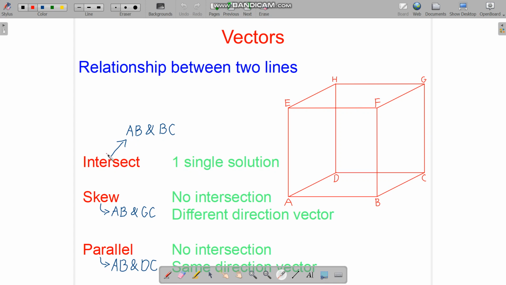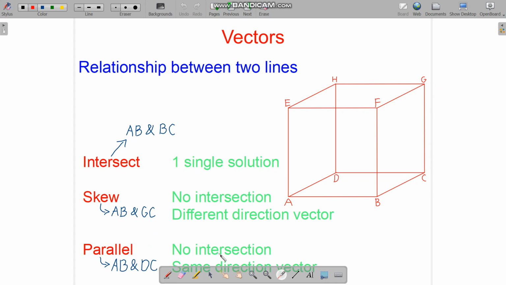Relationship between two lines, we can have intersections or skew or parallel. Intersect means we have only one single solution. For example, AB and BC, they meet at B. Skew means they don't intersect, and they have different directions. So for example, AB and GC in this cube, they never meet because they are on different planes and they have different directions, so they just never meet.